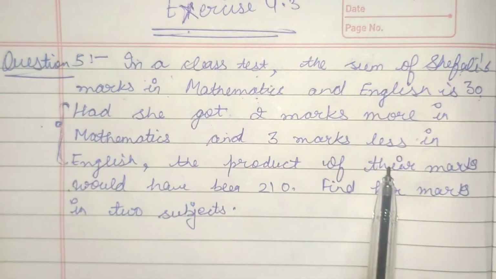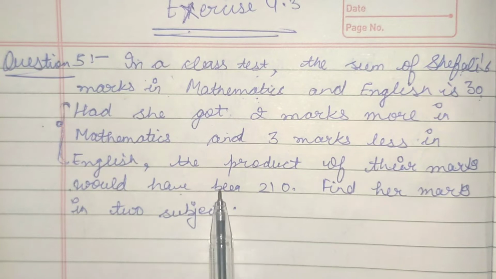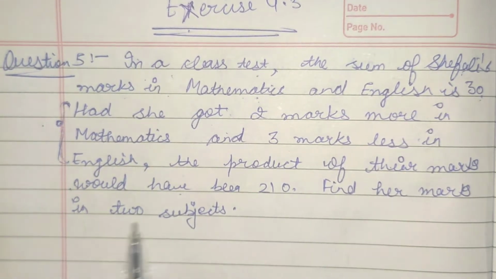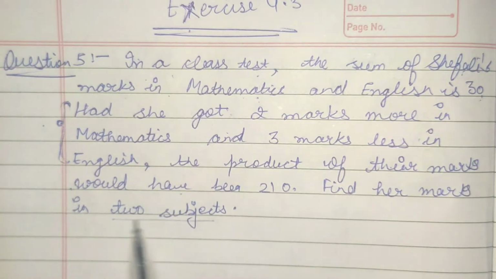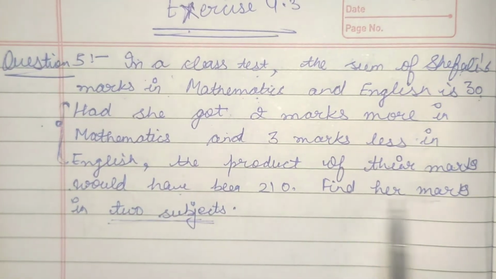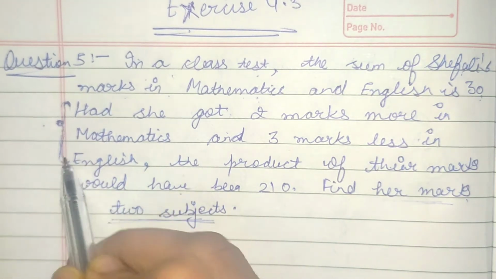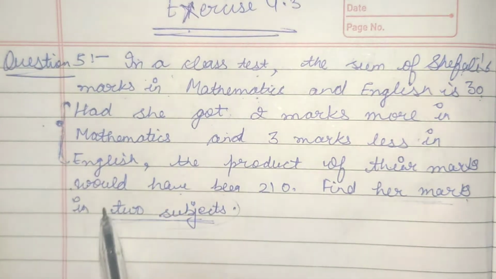Okay, the product of their marks would have been 210, right? Find her marks in the 2 subjects. So we have to find out her marks in 2 subjects. How we will find out? We will use this relation and then find out the marks in the 2 subjects.